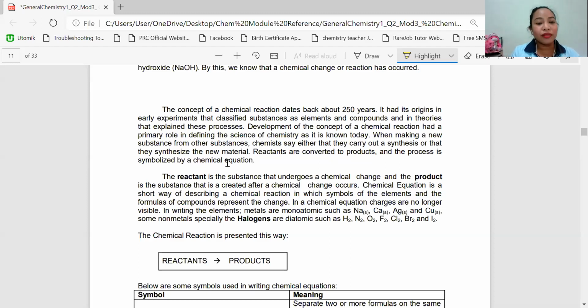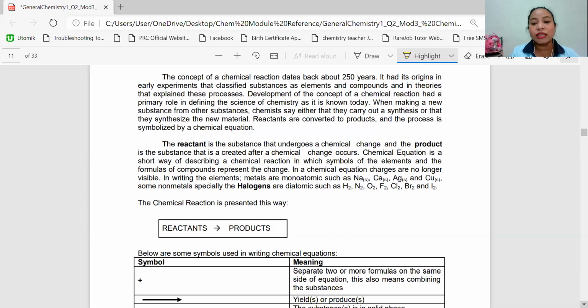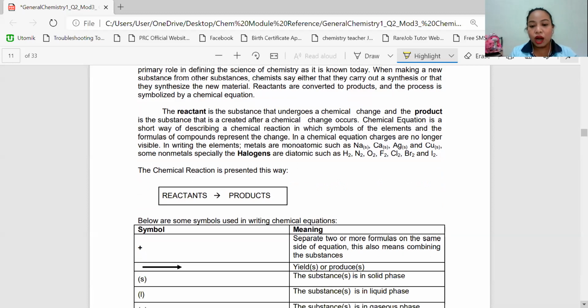So when we talk about synthesizing, it means you are having a chemical reaction. Reactants are converted to products and the process is symbolized by a chemical equation. So what is a chemical equation? A chemical equation is a symbol of the flow of reactant. So in a chemical reaction, we have the reactant side and the product side. What separates the product from the reactant is this arrow.